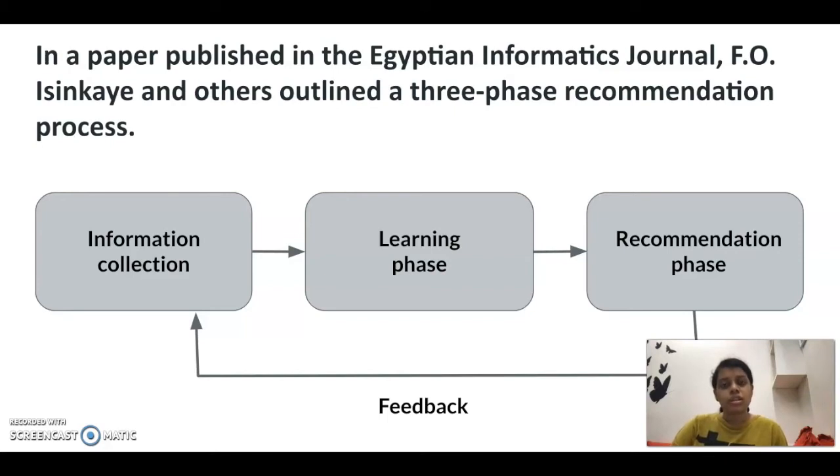Now, based on the feedback on these recommendations, the information collection stage is looped back to again by taking all of that data once more, and the cycle keeps going on. So this was a brief outline of how a recommendation process is carried out. Let's move on to the three main categories of a recommender system.